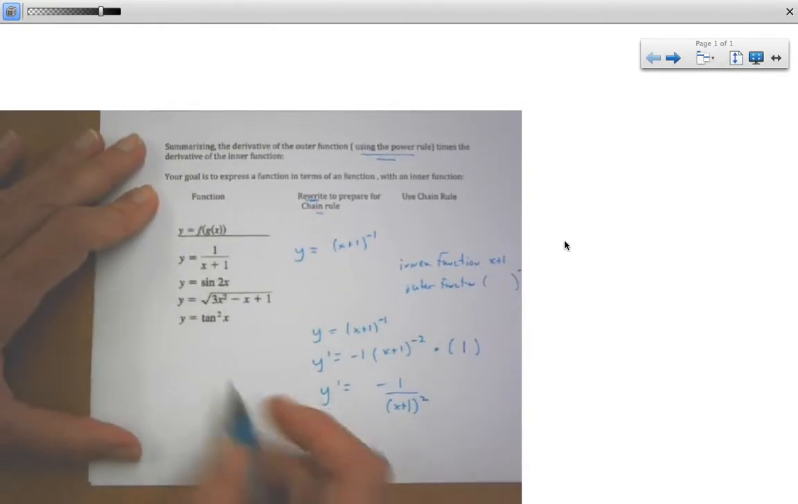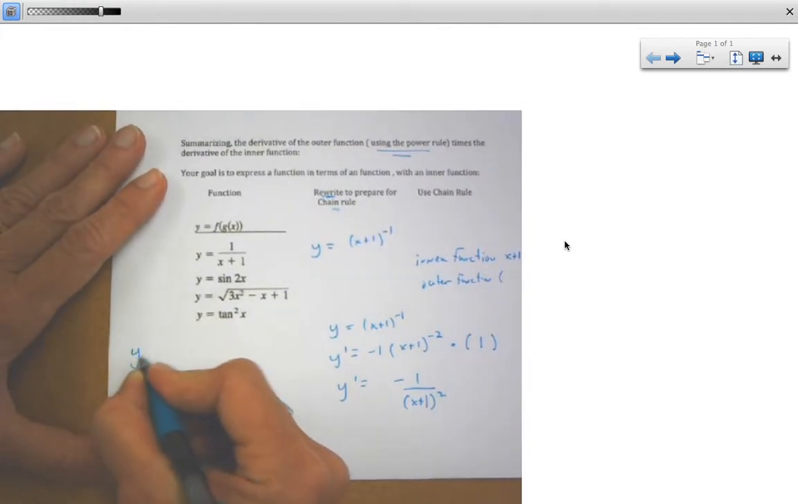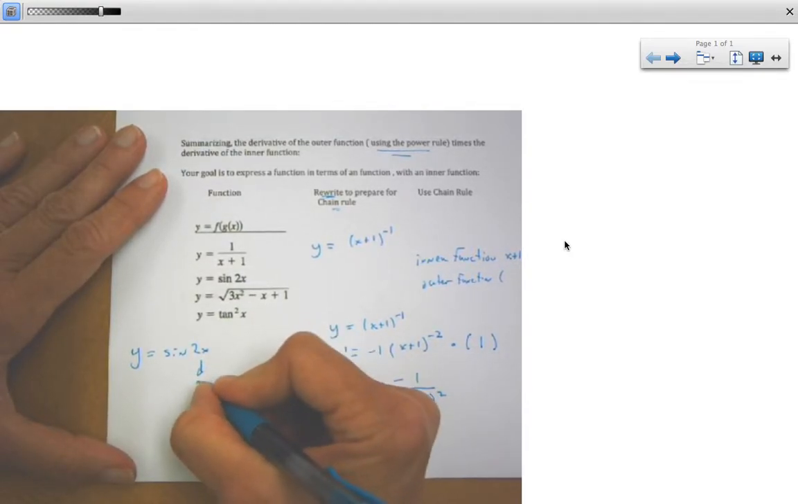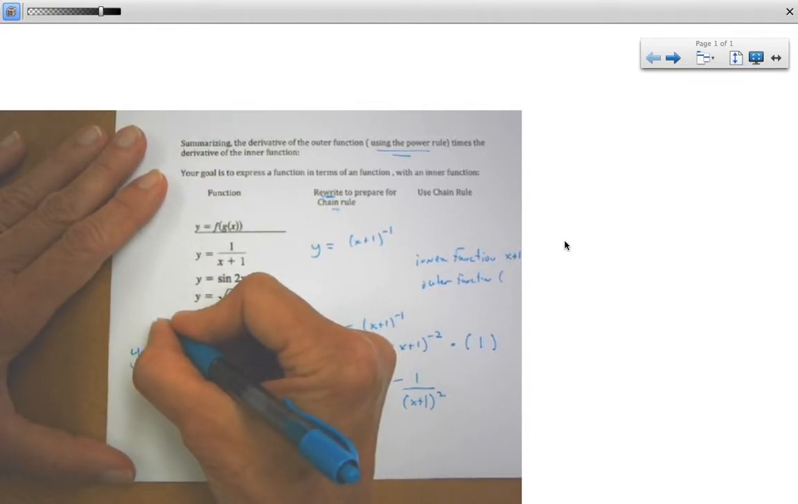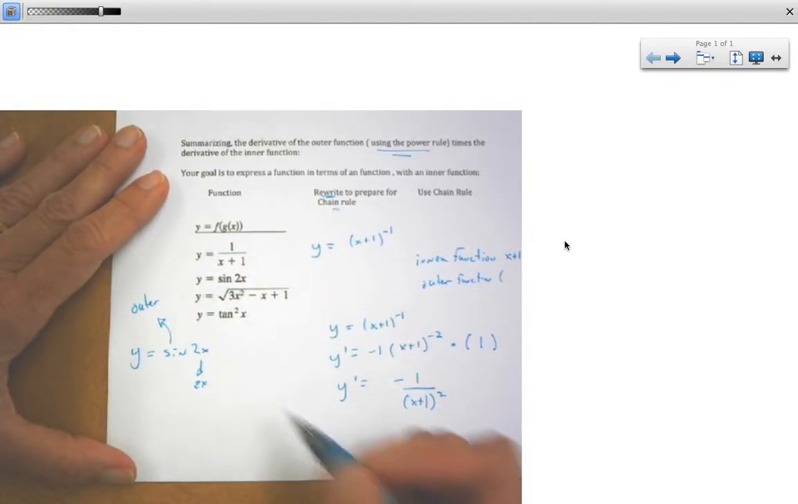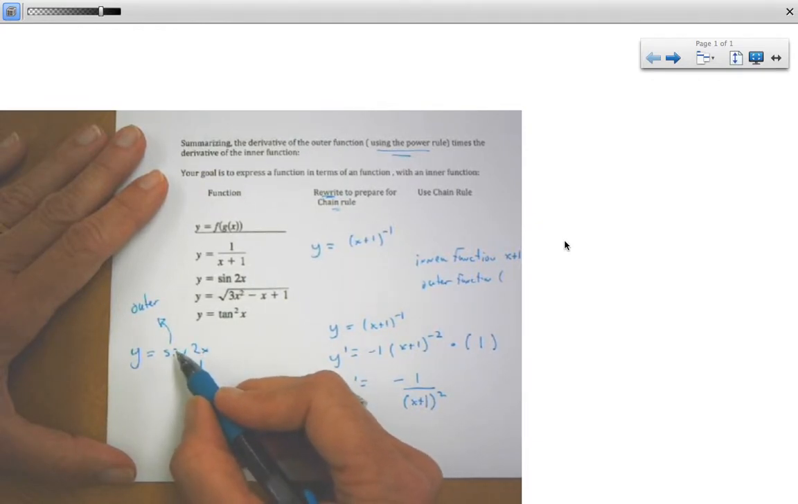Okay, my next one, y equals sine 2x. I'm going to work this in the corner over here. Well, my inner function is the 2x. My sine is the outer function. With 2x, I have to choose x, then multiply by 2. That's why it's the inner function. And this is the thing happening to 2x. So that's my outer function.